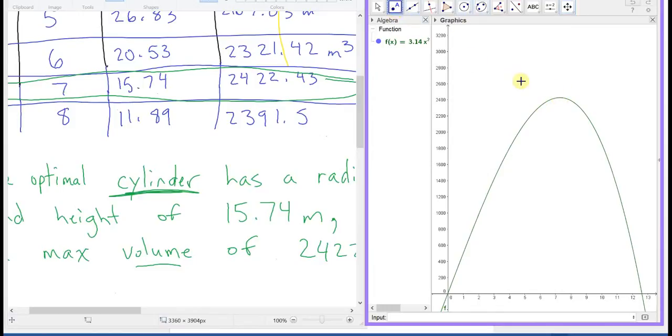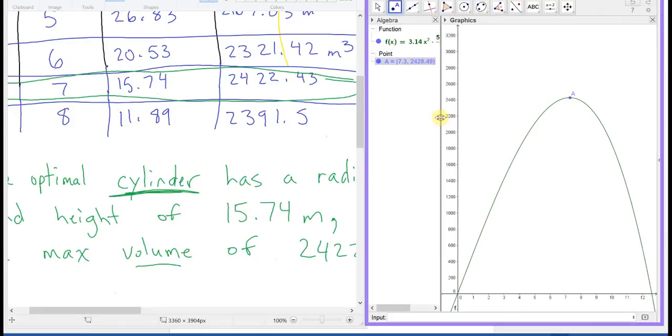If I can place a point on it, I could drag this point around till I see the highest number. 24.28. No, I want to see a little bit more here. Okay, 28.49. Now it's going down. 28.